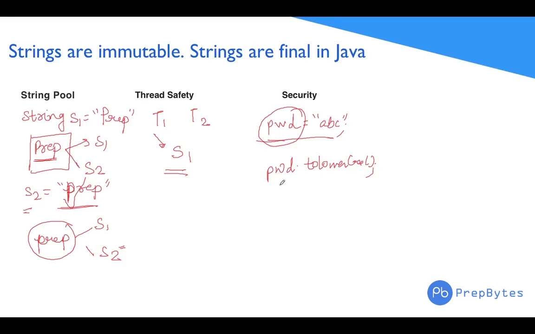And we know that if the person tries to do this, then a new string gets created and this remains intact as it is. So this is one of the reasons. And we also have something called hash code.